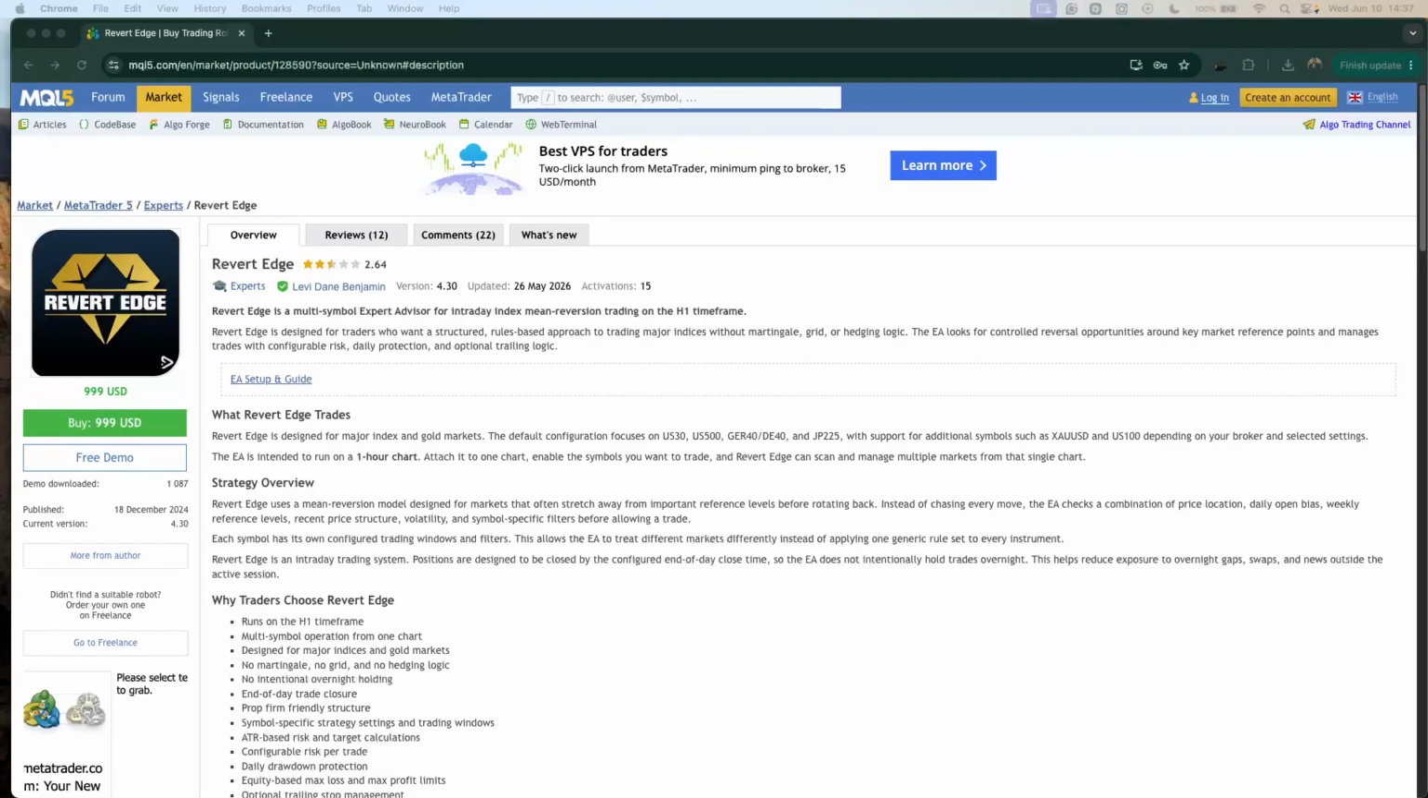In today's video we are going to be looking at the Revert Edge expert advisor for MetaTrader 5. This one is a mean reversion robot built for major indices on the 1 hour time frame, and the seller highlights clean reversals around key levels without any martingale, grid or hedging.